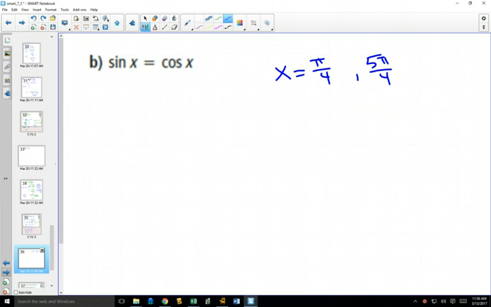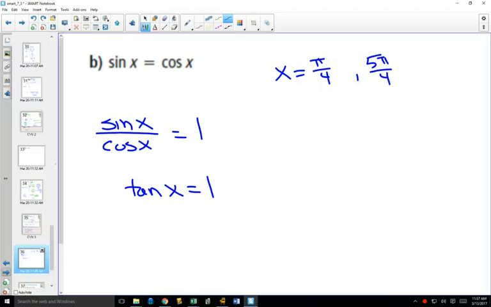The other thing I said is, could you write this as a single trig function? Well, if I divide both sides by cos, what does this become? This becomes tan x. And so by dividing both sides by cos, I write it as tan x equals 1. That's on your pie plate. When is tan x equal to 1? Pi over 4, quadrants 1 and quadrant 3, 5 pi over 4. Oh, same answer.